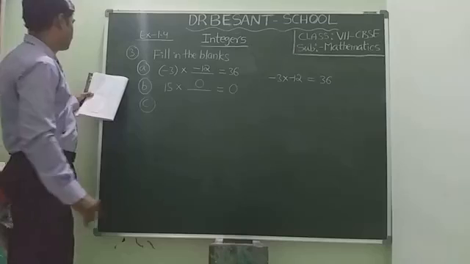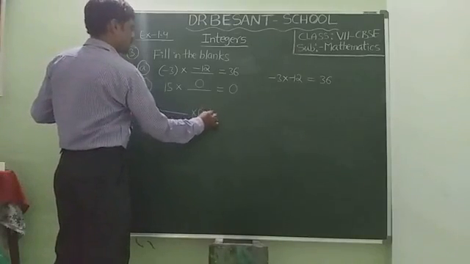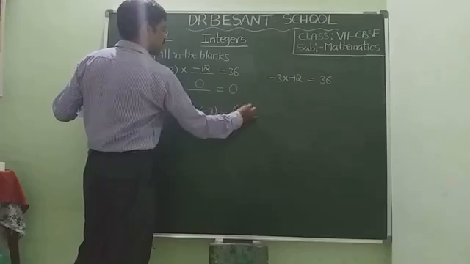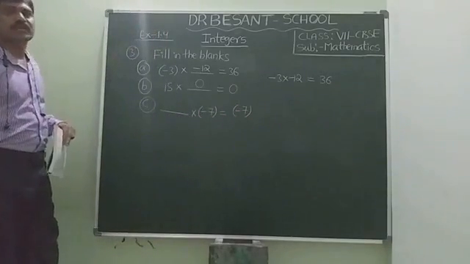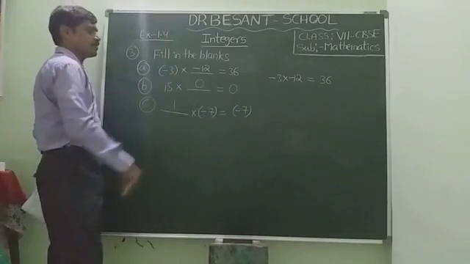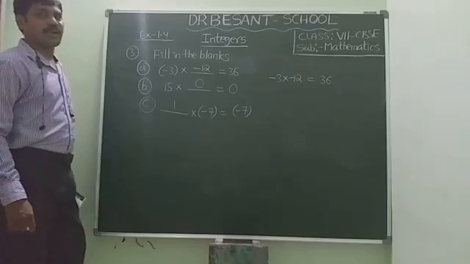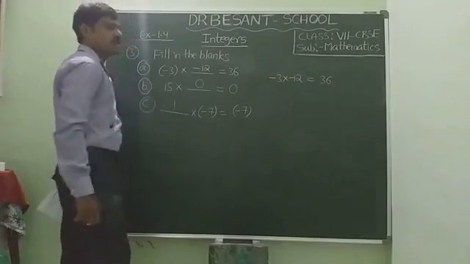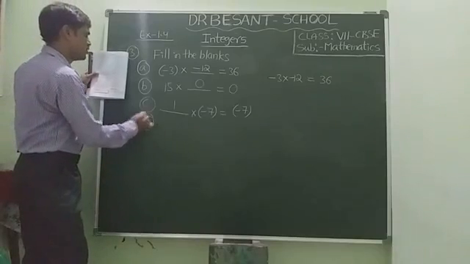Next, C: dash into minus 7 is equal to minus 7. Okay, so 1 into minus 7 is equal to minus 7. This is the property of 1. See, 1 into minus 7 is equal to minus 7. So this is the C. Next to D.